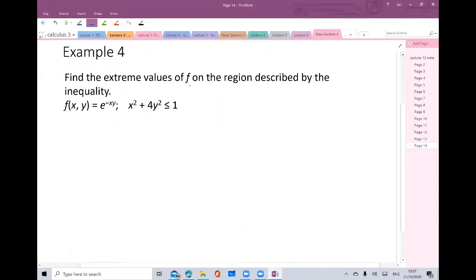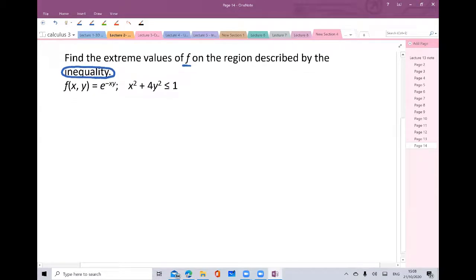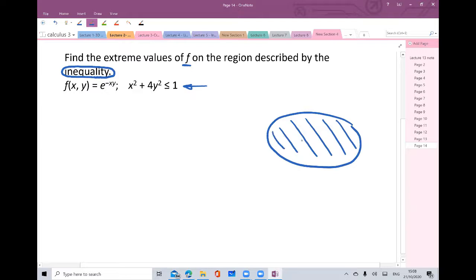This is another type of problem. I want the extreme values of f on the region described by this inequality. What's the difference between this and the previous problems? It will be a set of numbers that we get. This is no longer a level curve, it became a set of numbers. This is an ellipse and you want what's inside it, the extreme values may be inside it, right? Let's call this the set of values x squared plus 4y squared less than or equal to 1.